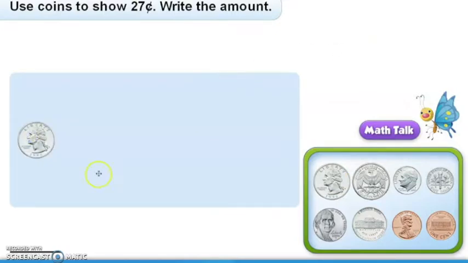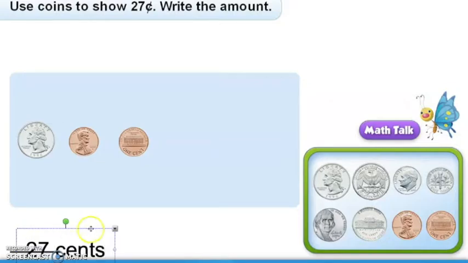So I have 25 cents here with just this quarter, and now I only need 2 more cents. I can't use a dime because a dime is worth 10. I can't use a nickel because a nickel is worth 5. So I am going to use pennies. I have 25, a penny is 26, and if I add another penny, that will make 27. So 27 cents can be made with just a quarter and 2 pennies. Okay? And so here we have 27 cents.